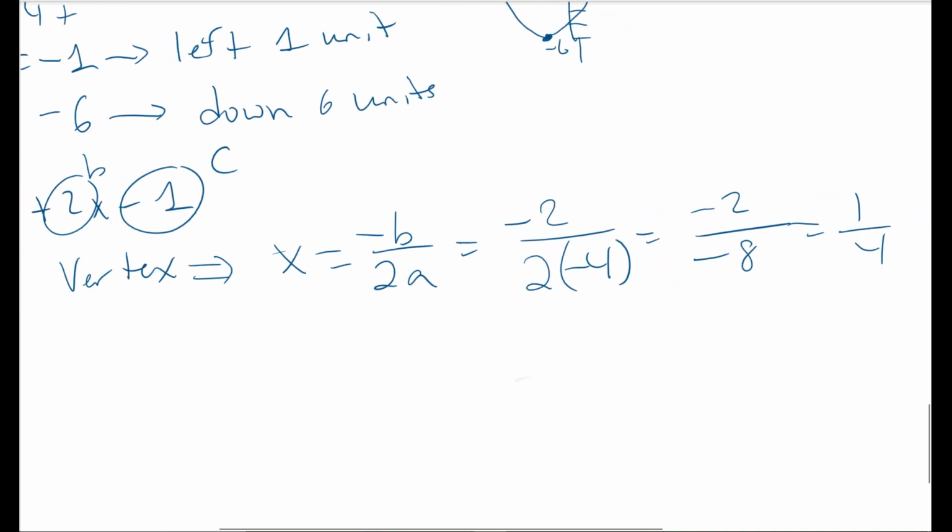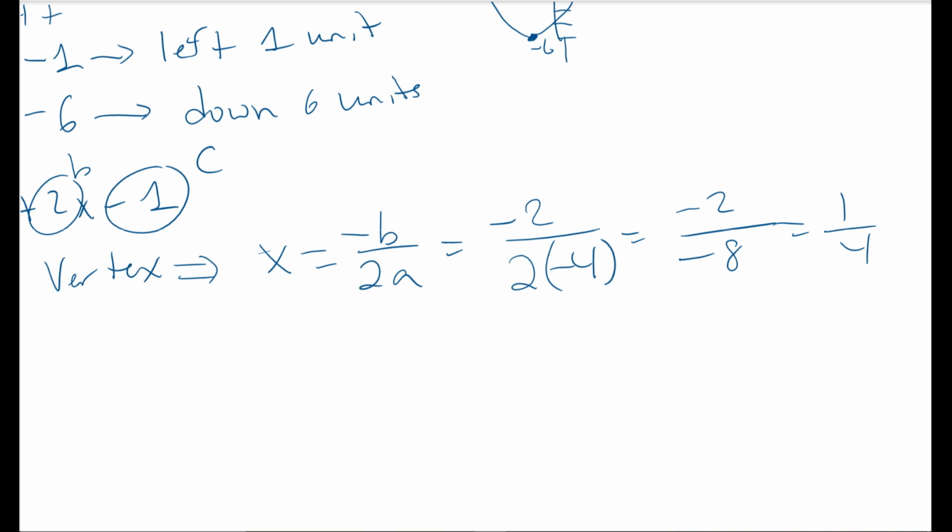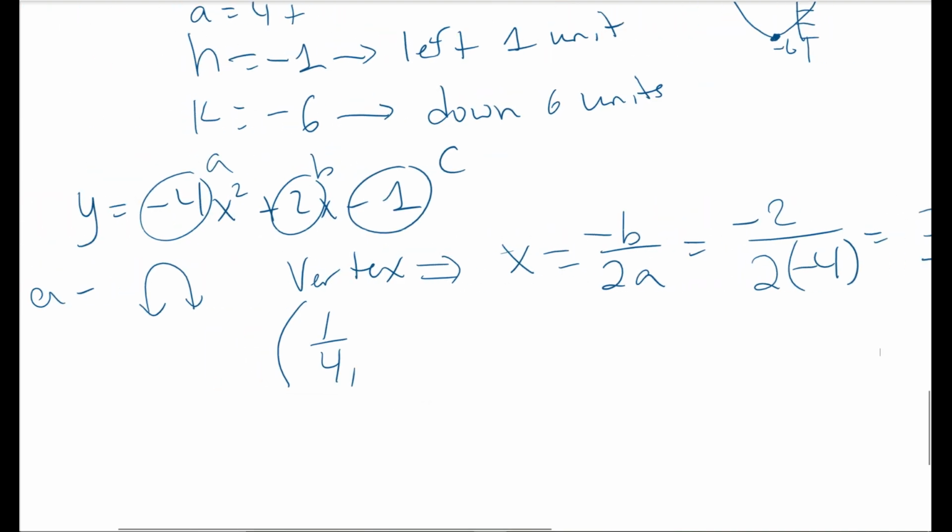All right, so we have our x-coordinate of our vertex. So far, our x-coordinate for our vertex is 1/4. If you want, you can write that as a decimal, whatever. I'm just going to leave it as a fraction, okay?